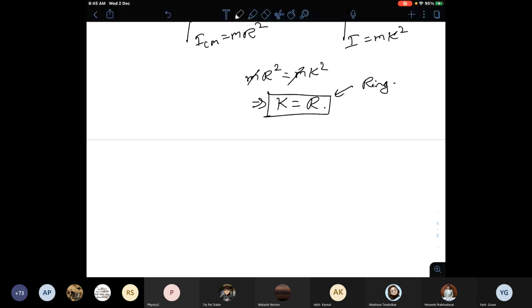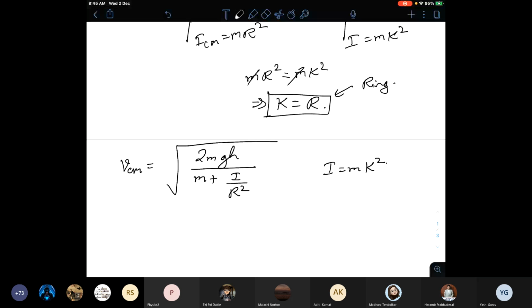Now let's come back to our pure rolling on an inclined surface. Just see the formula for VCM. I had written something like this: 2mgh upon m plus I by r square. This was the formula for VCM. Now it looks like a very complicated formula. But now I have established that for any object in general, the moment of inertia can be written as mk square. So just replace this over here.